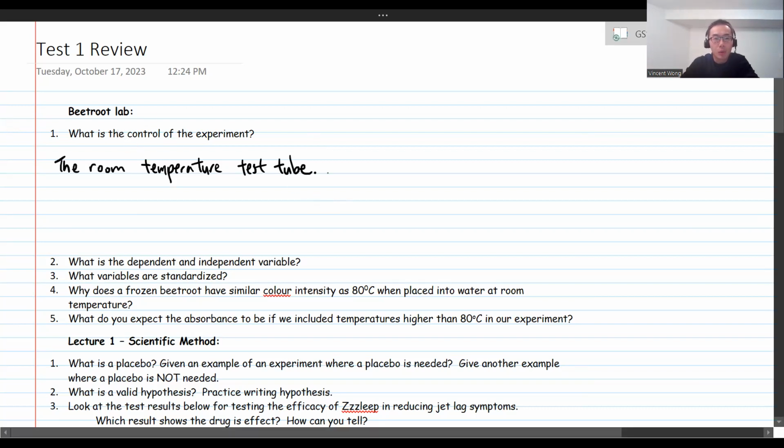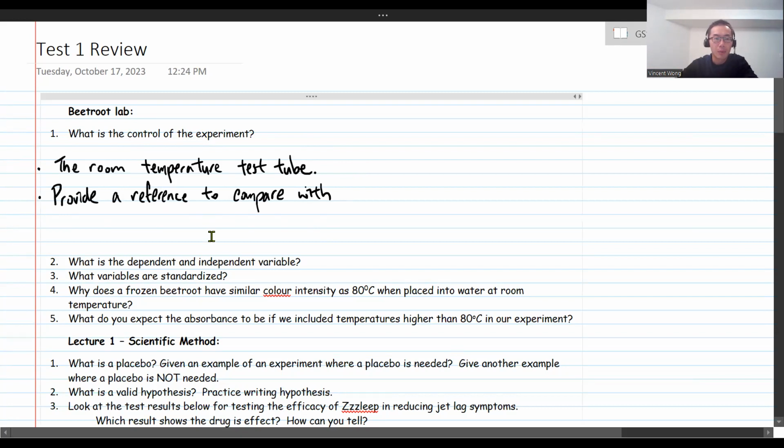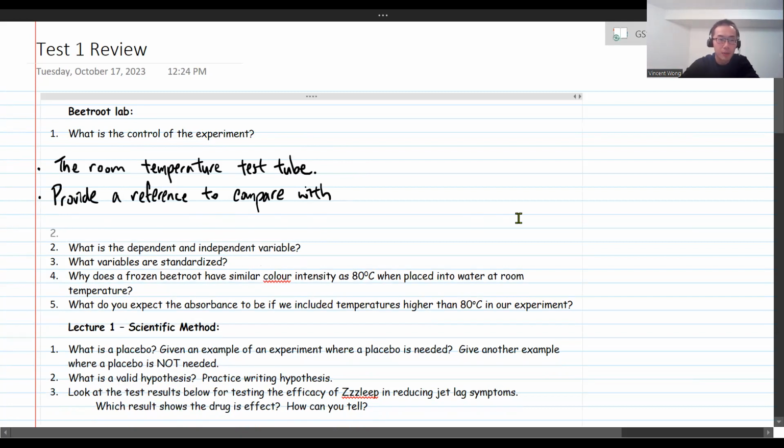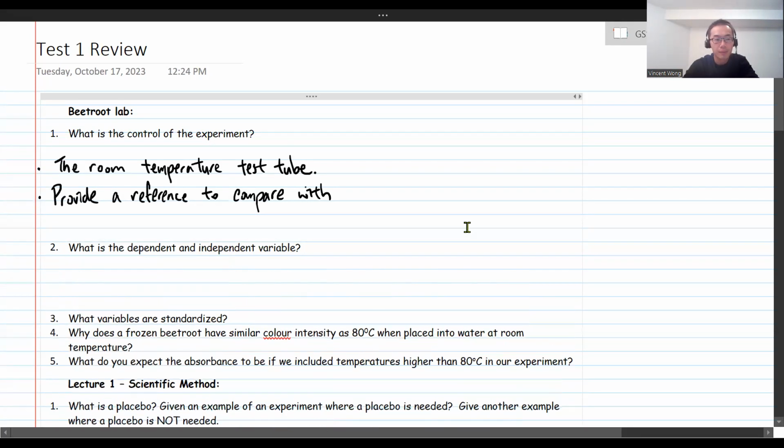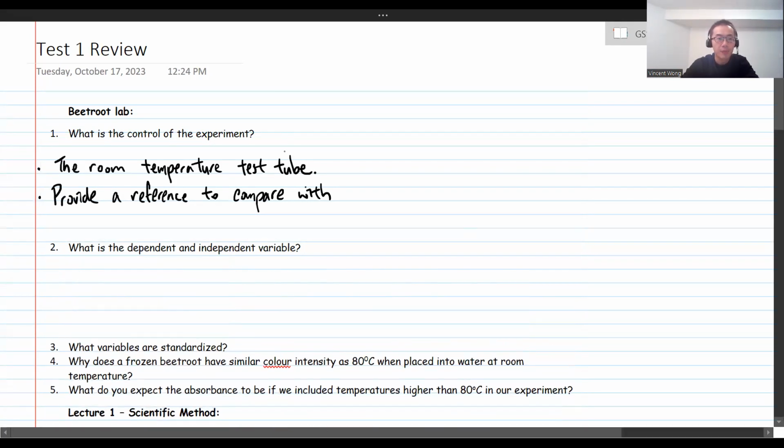And it's important to include a control because we want to have a reference, so provide a reference to compare with. I will of course post this online afterwards, so if you miss anything, you can download the PDF after.